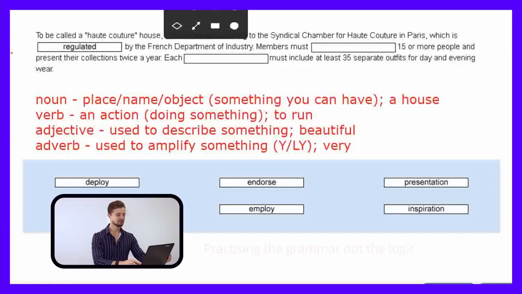Okay? Let's see if we can use the same logic and the same method to figure out what the answers are for the other blanks. Okay? So just bear with me for a second. Okay, let's have a look at the next blank.